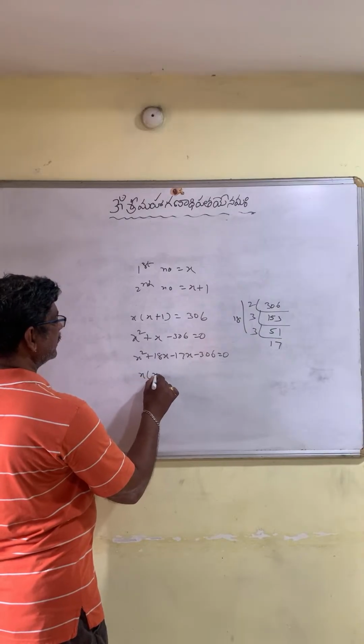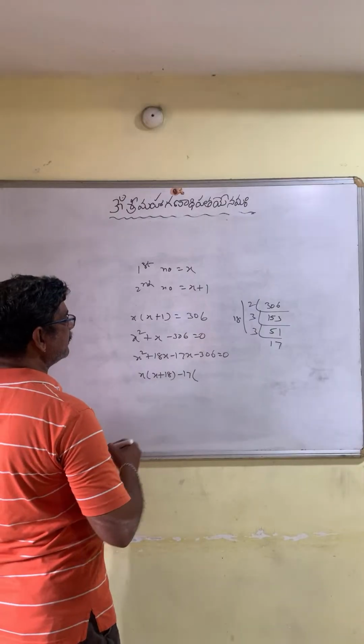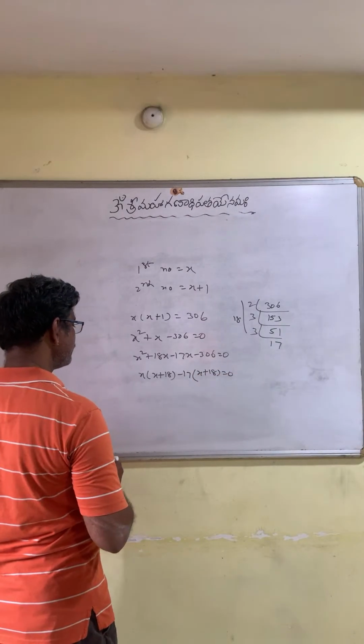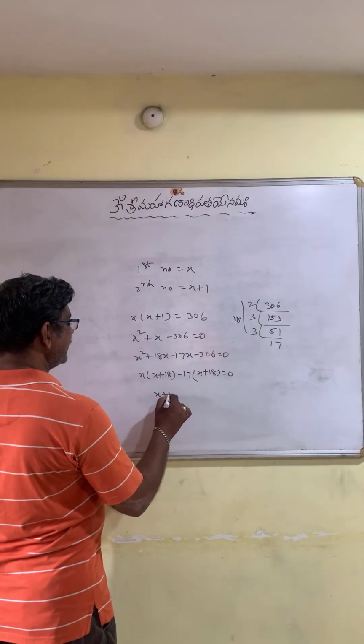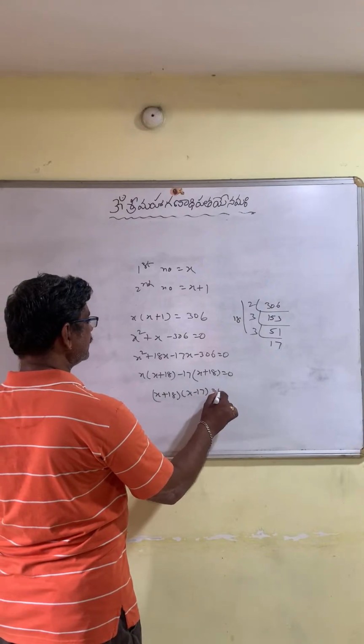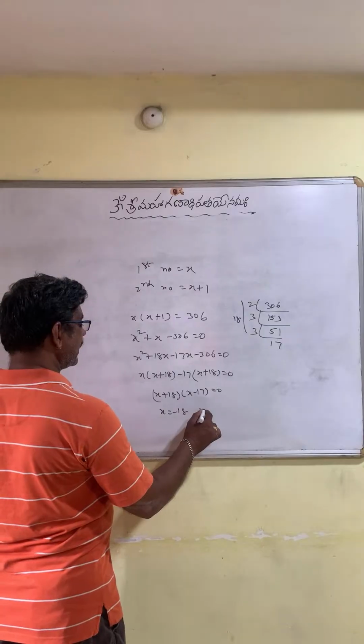Take x common from the first two terms and minus 17 common from the others. So x plus 18 into x minus 17 is equal to 0. So x is either negative 18 or 17.